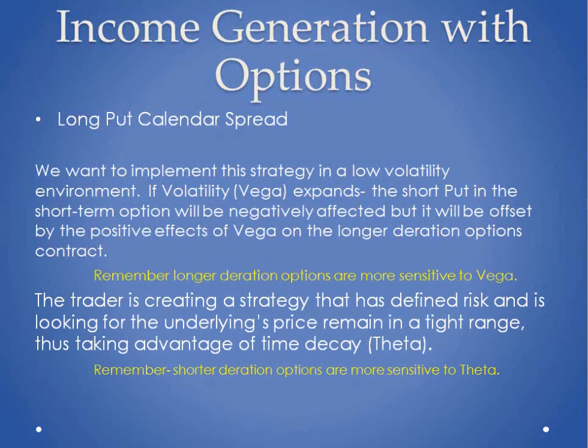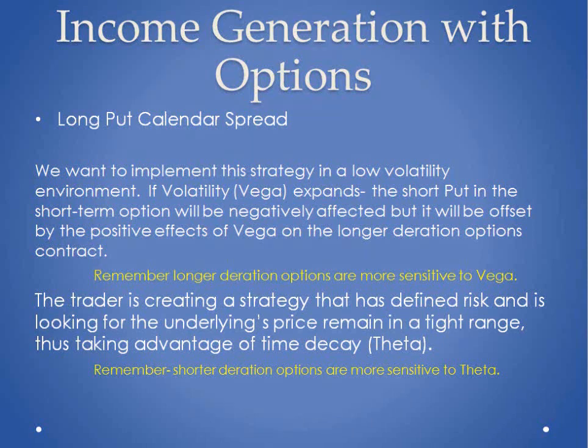And the trader is creating this strategy that has defined risk and is looking for the underlying price to remain in a tight range, thus taking advantage of the theta decay in the near-term option, because the time decay is going to affect the front month a lot more than it's going to affect the back month. So in a perfect world here, we would like to see the Vega go slightly to the upside.